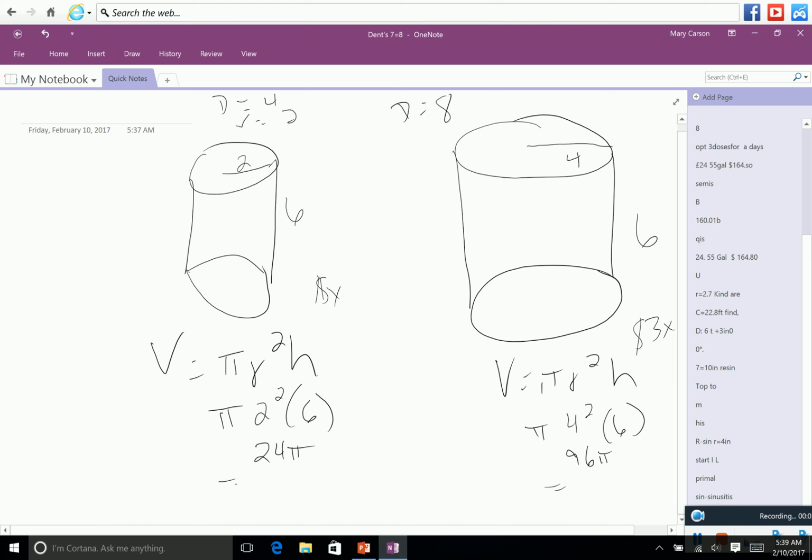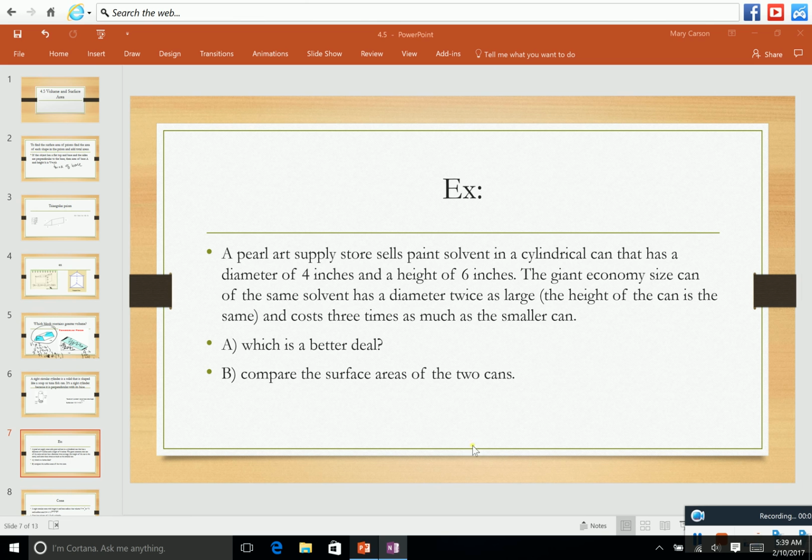And then when you solve that, you get 75.4 inches cubed here and 301.59 inches cubed. Now, if this price is 3 times as much as this, you want to see, okay, does this hold 3 times more? So what you do is you multiply this by 3, and you get 226.2. So this one actually holds more than 3 times as much. So the economy size can is the better deal.